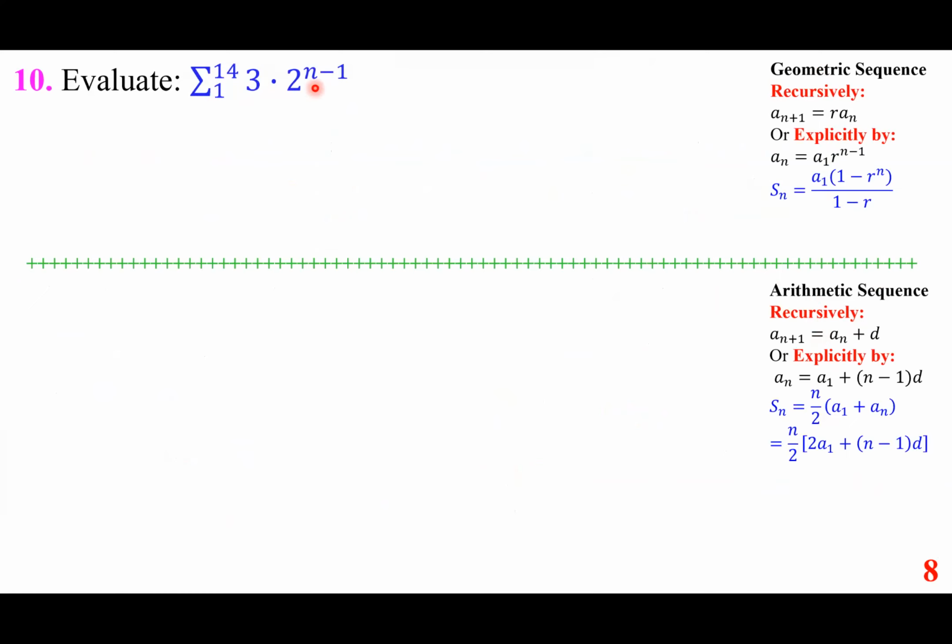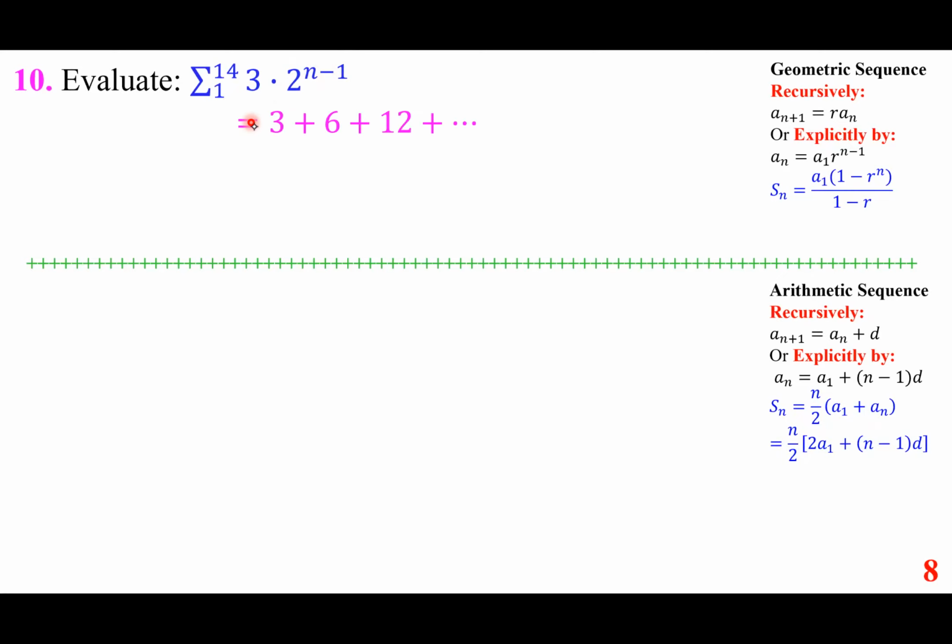3 times 2 to the power of n minus 1. If I plug in 1, it becomes 2 to the power of 0, which is 1, so 3. If I plug in 2, it becomes 2 times 3, 6. If I plug in 3, 3 minus 1 is 2, 2 squared is 4, times 3 is 12. So 3 plus 6 plus 12.